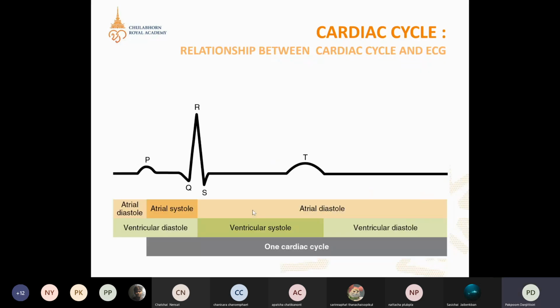For this slide, I'm gonna show you the relationship between the cardiac cycle and the electrocardiogram, the EKG. I just want to show you the activity of the chambers in relationship to the EKG.